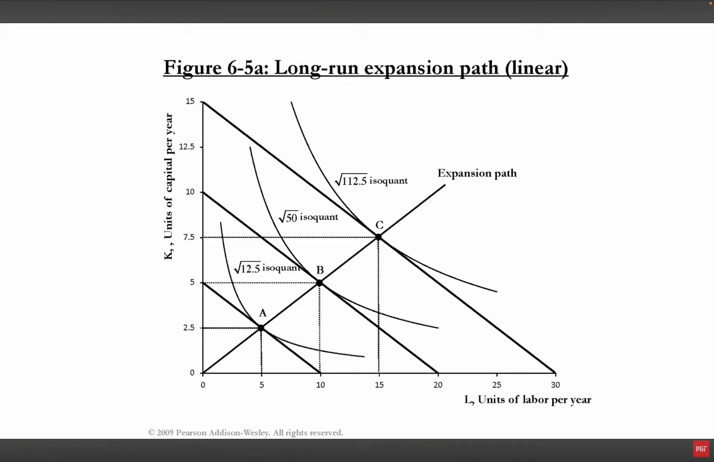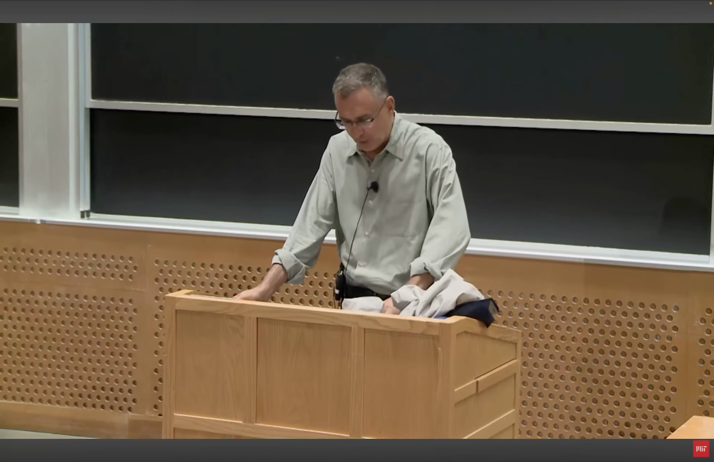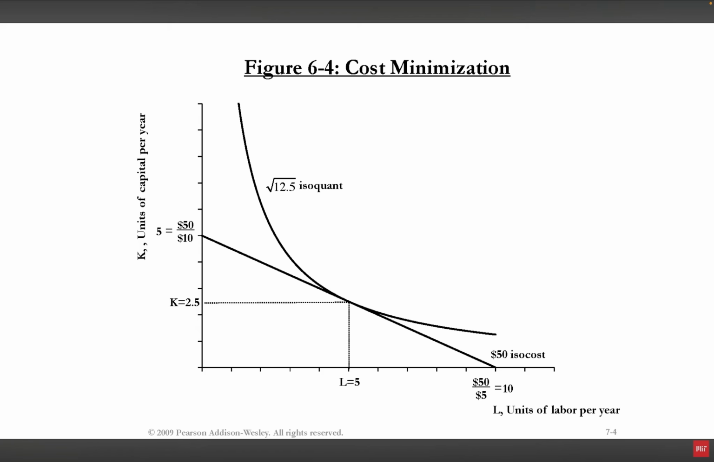Figure 6.5a shows for different isocosts how much capital and labor we want to use for our example. In the previous example, we were at point A. We were choosing to spend $50. That allowed us to produce square root of 12.5 units at a tangency of 5 units of labor and 2.5 units of capital. Flip back and forth to figure 6.4. You'll see that's where we were, right?